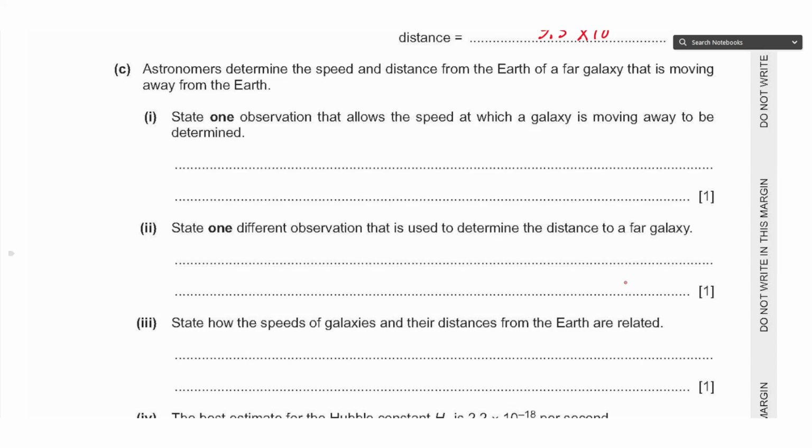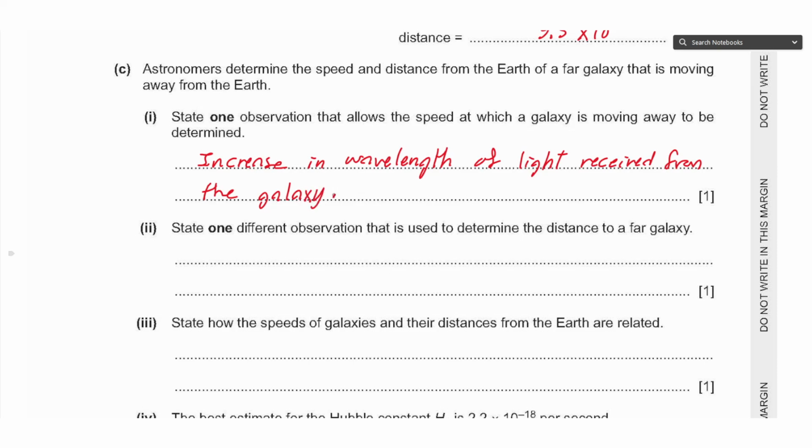Part C says astronomers determined the speed and distance from the Earth of a far galaxy that is moving away from Earth. State one observation that allows the speed at which a galaxy is moving away to be determined. That would be the increase in wavelength of light received from the galaxy, or we call that the redshift. Part (ii) says state one different observation that is used to determine the distance to a far galaxy. That would be the brightness of light from a specific object that we know the amount of light that should be emitted from, like a supernova, or just brightness.